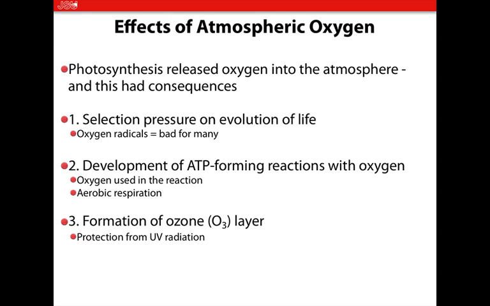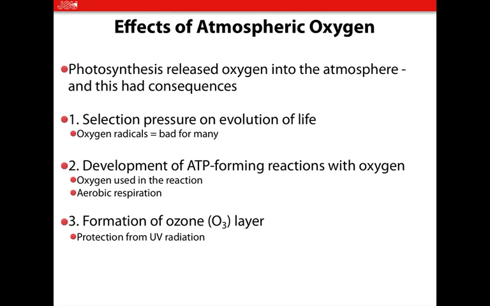Well, if you did stick around and were able to survive on oxygen, you needed to develop a pathway that used that oxygen very efficiently. So what we saw was that because of oxygen, metabolic pathways developed that used oxygen, which we call a terminal electron acceptor, and produced large amounts of ATP as a result. That's called aerobic respiration, and that's what we do.